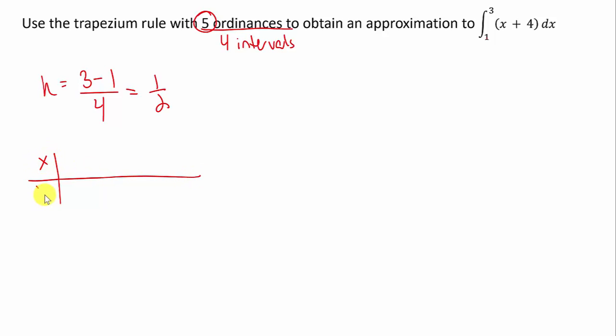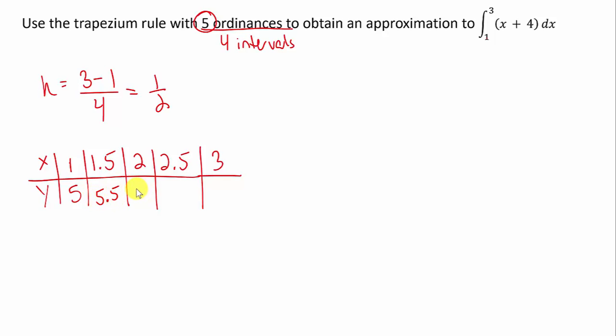So I'm going to have x here and y. We're going to start at 1. And we're going to go 1 plus 1/2, and you can do fractions or decimals, it doesn't matter. This will give me 1.5. Plus another 1/2 is 2. Then I get 2.5. And then I get 3, which is where I needed to stop, okay? And you guys can plug in these y values pretty easily, but this is going to give me 5. Here I get 5.5, 6, 6.5, and 7. Notice 1, 2, 3, 4, 5 ordinates, but 1, 2, 3, 4 intervals, okay?